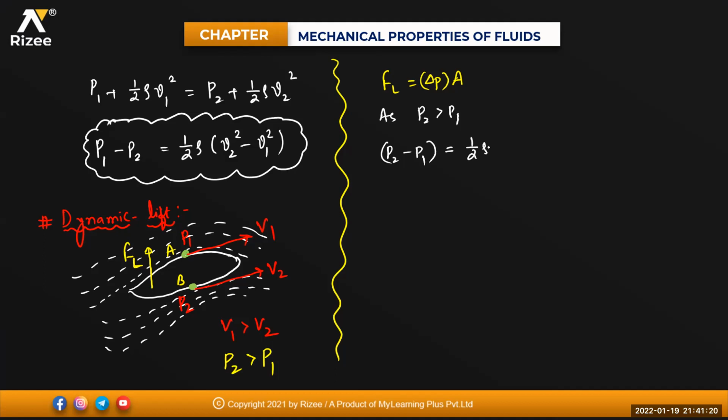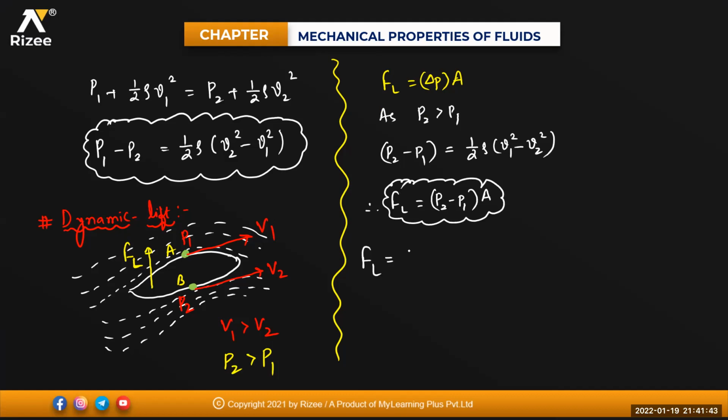the same general formula, half into rho into velocity, V1 will be greater, so it is V1 square minus V2 square. Therefore, dynamic lift will be equal to P2 minus P1 into the area of cross section. So this is the formula for dynamic lift. Dynamic lift will be equal to half into rho into V1 square minus V2 square into the area of cross section. So this is your dynamic lift formula for aeroplanes.